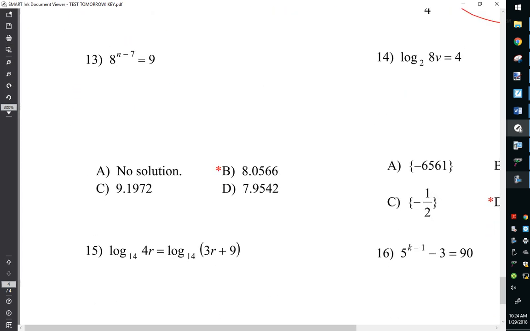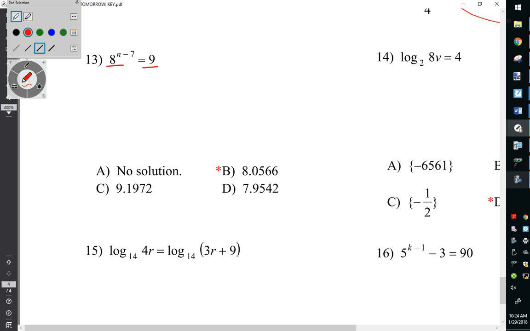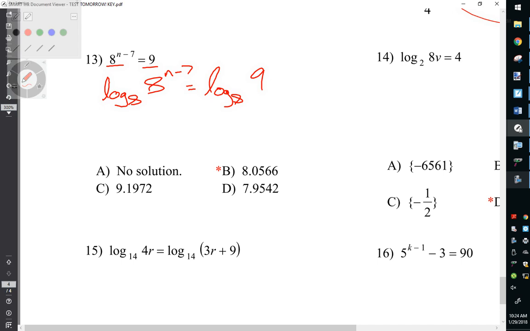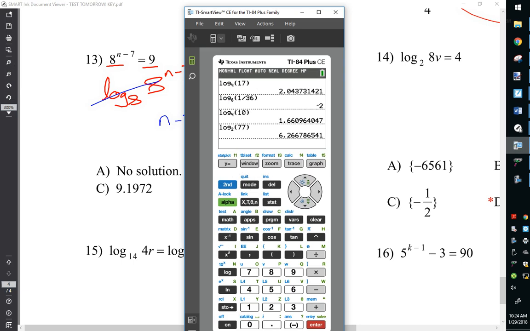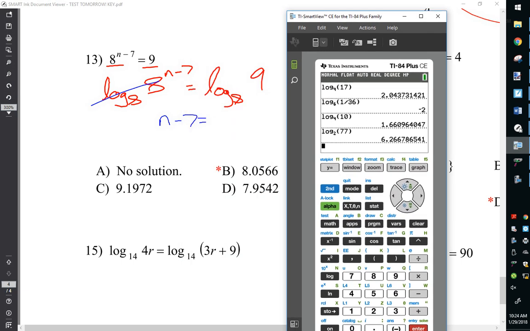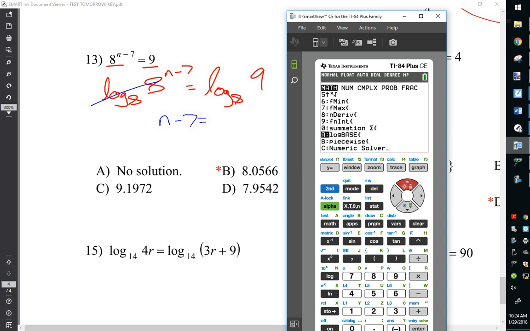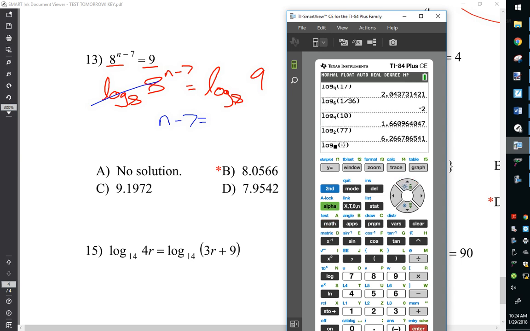A few more. Number 13, 8 to some power gets me 9. I don't know that answer, so I want to get rid of the 8. I can't rewrite them with the same base. So I'm going to do log base 8 of 8 to the n minus 7 and log base 8 of 9. When I do log base 8 of 8 over here, that cancels. N minus 7 equals log base 8 of 9. So math button. Log base 8 of 9, hit enter.